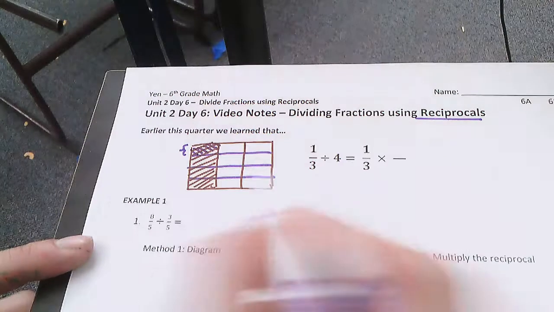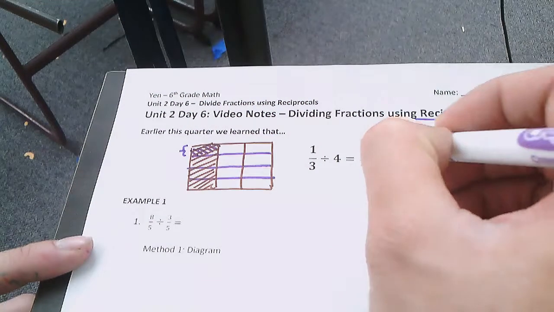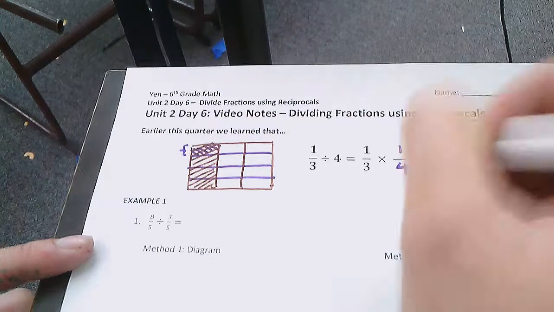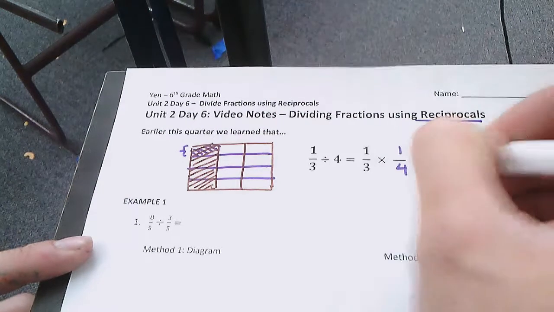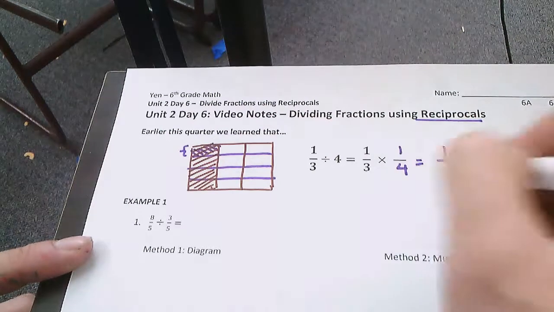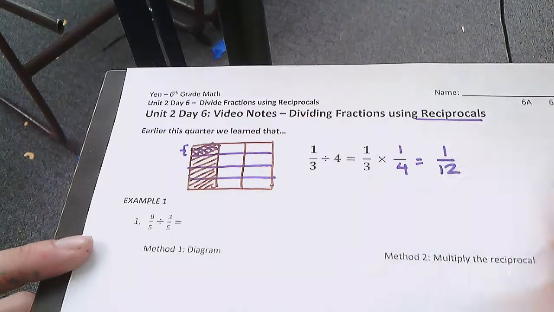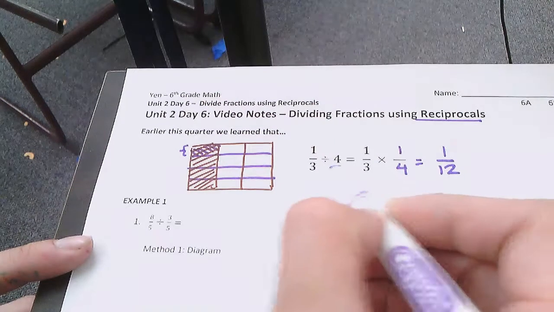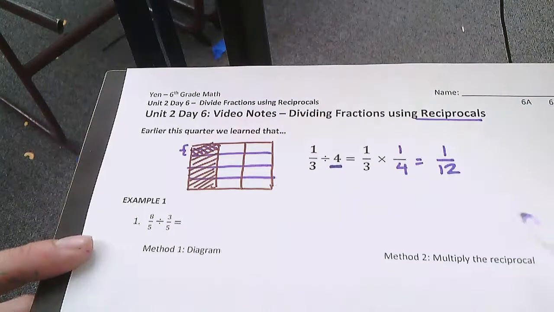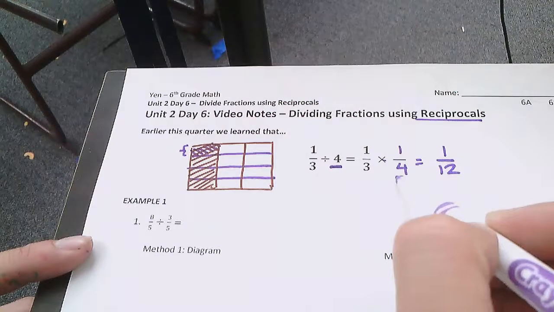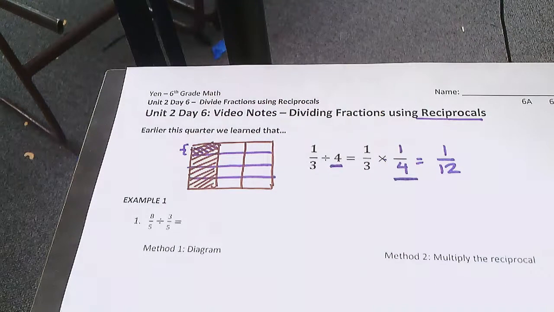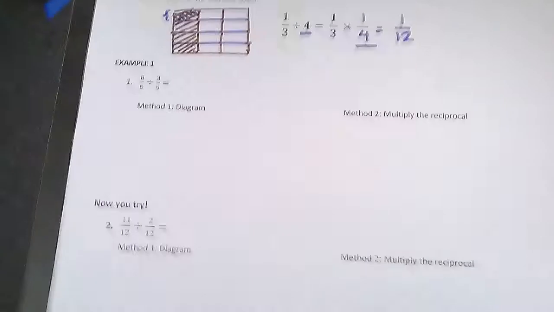That's the same thing as taking 1/3 and then multiplying it by 1/4, which would give us 1 times 1 is 1, 3 times 4 is 12. So the big thing here is that we learned that dividing by 4 was the same thing as multiplying times 1/4. And so remember that as we work through our problems today. So first, let's look at example 1.